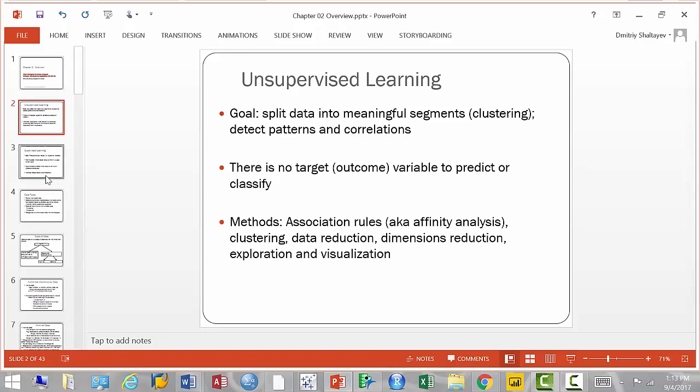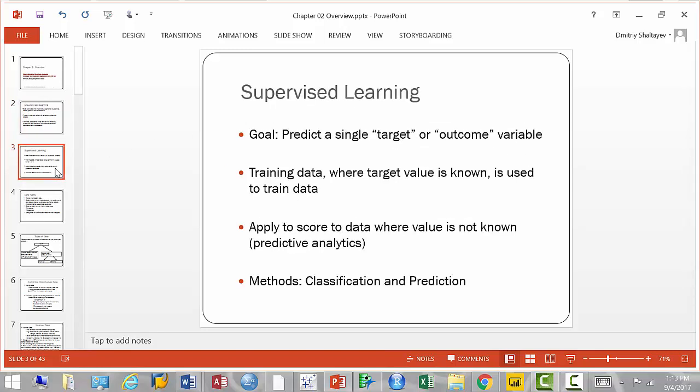So that's unsupervised learning. As opposed to that, supervised learning has a target variable. In other words, one column of my data set is something that I'm trying to predict, okay? And that variable is often called the target. Sometimes it's called outcome, sometimes it's called dependent variable. So there are multiple names, which all mean essentially the same, right? Now, supervised learning requires data to train the model.